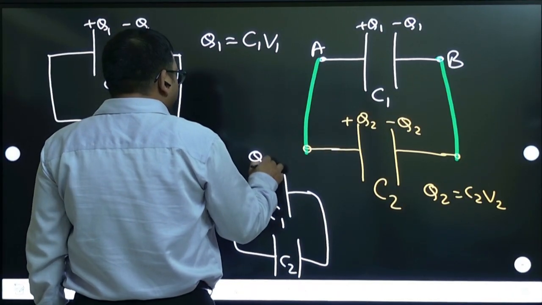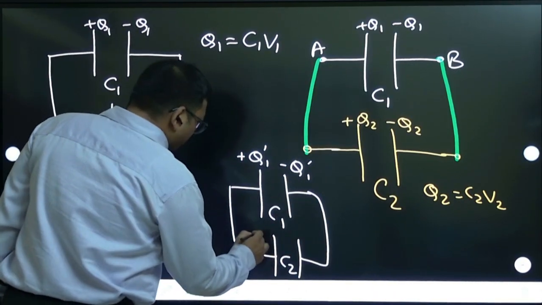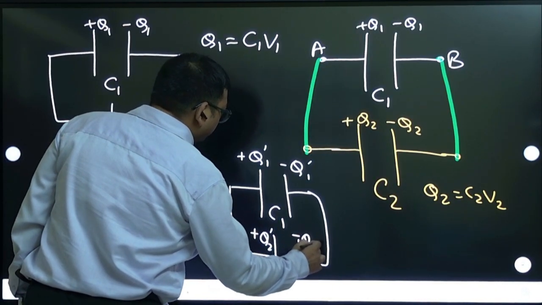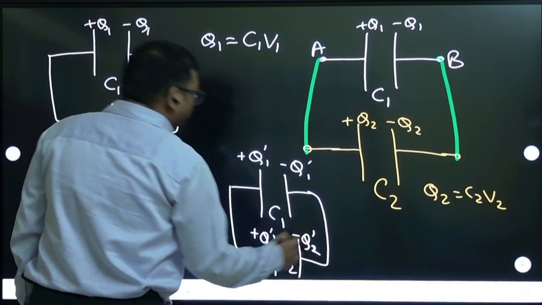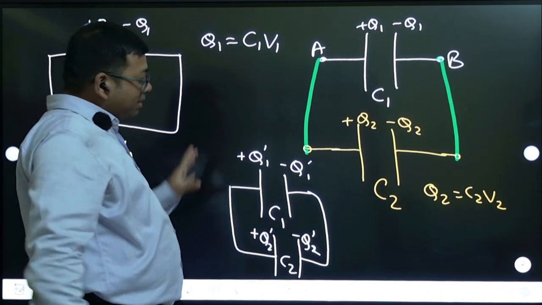Let us say this is plus Q1 dash, minus Q1 dash, and here plus Q2 dash, minus Q2 dash. So some charges are here and here. I am going to derive a general formula.